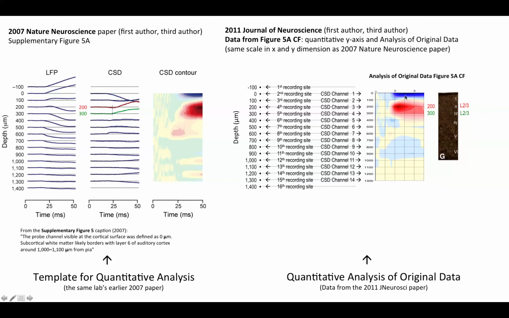Now, this is a quantitative analysis of the original data from figure 5a, where I've brought everything to scale with this 2007 Nature Neuroscience paper figure, which I've been using as my template for the quantitative analysis. And you can see that this trace is at a depth of 200 microns, and the pattern of activity with this superficial sink is entirely analogous. You have this blue source up here, you have this red sink. And this is simply a very superficial sink in layer 2.